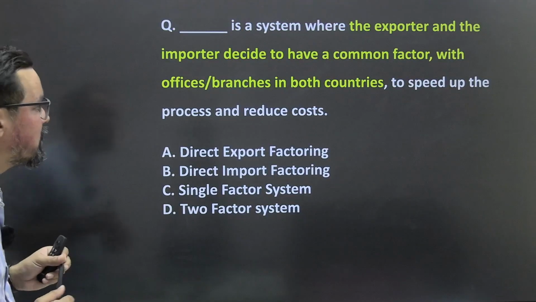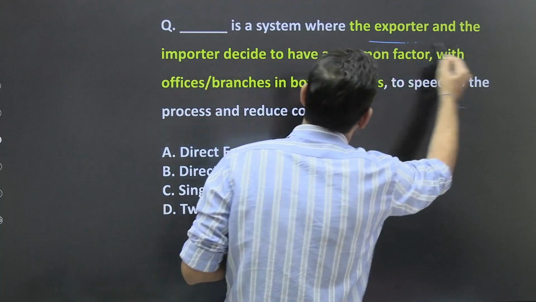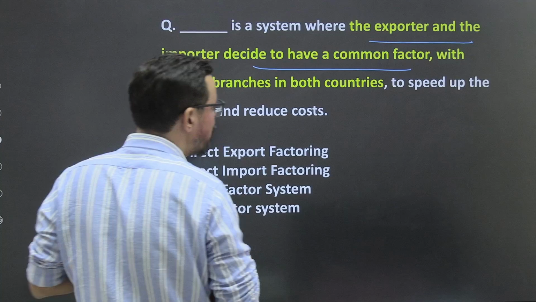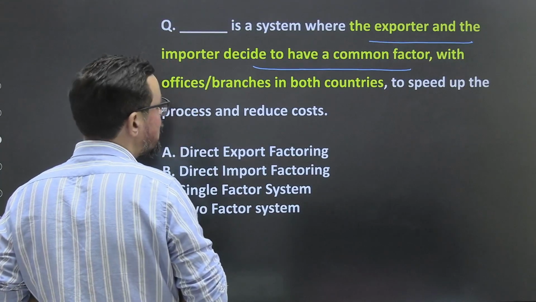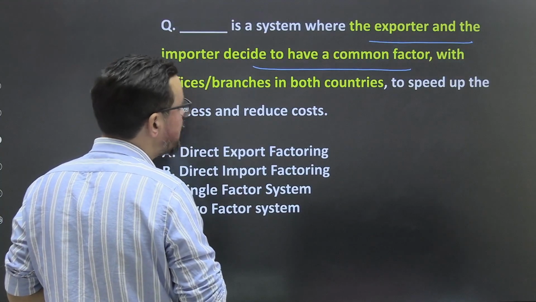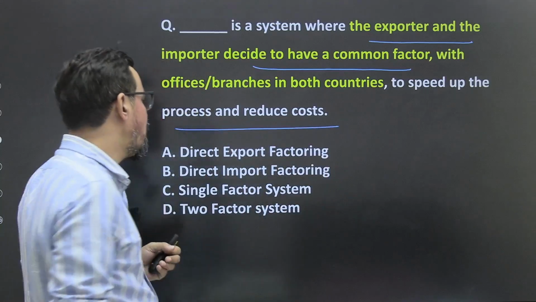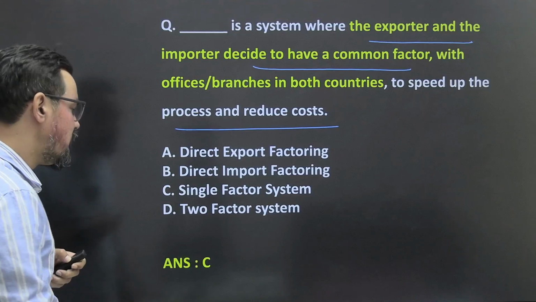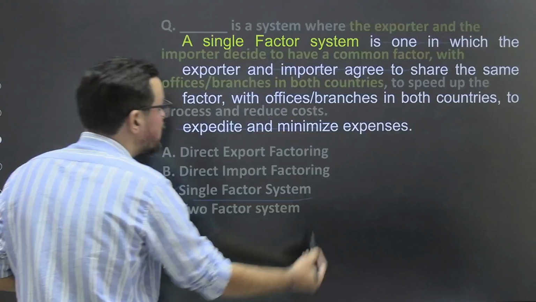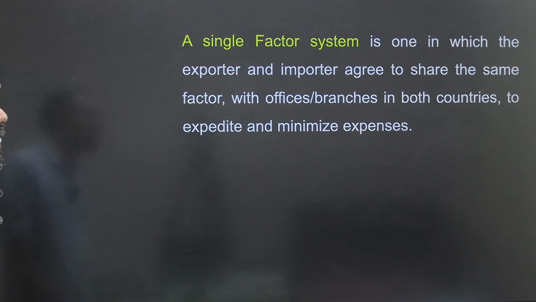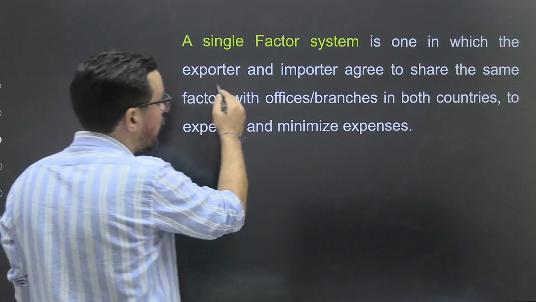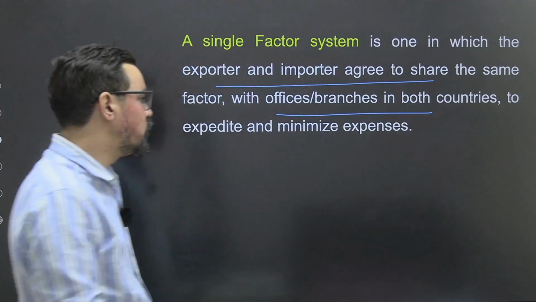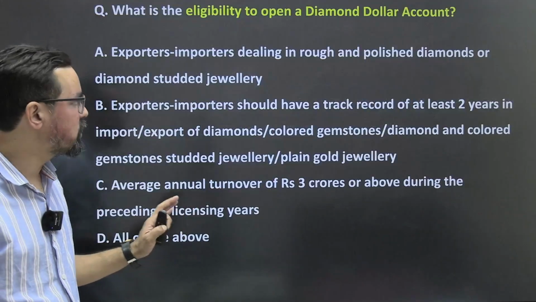Okay? Dash is a system where the exporter and importer decide to have a common factor with office branches in both countries to speed up the process and reduce cost. So what is it called? It is single factor system. A single factor system is one in which the exporter and importer agree to share the same factor with office branches in both countries to expedite and minimize the expenses.